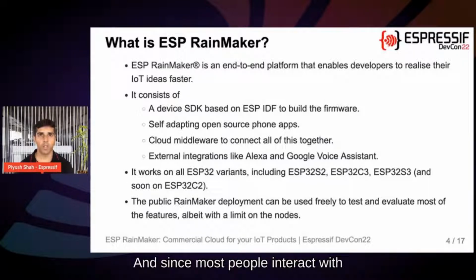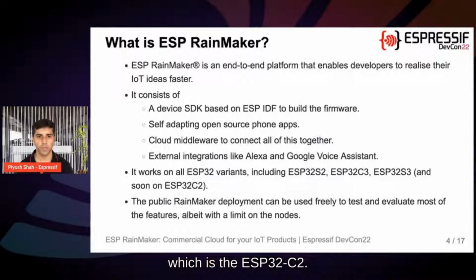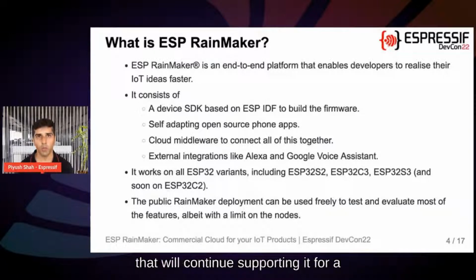And since most people interact with their devices via voice assistants like Alexa and Google, that is also provided as part of this solution. It works with all ESP32 variants, including the S2, C3, S3, and soon it would also work on the cheaper variant, which is the ESP32 C2. The public RainMaker can be used free of cost to evaluate, and even hobbyists can continue using it forever, I can say, because we have a promise that we'll continue supporting it for a long time. And you can build a small ecosystem in your home or launch products with millions of devices.